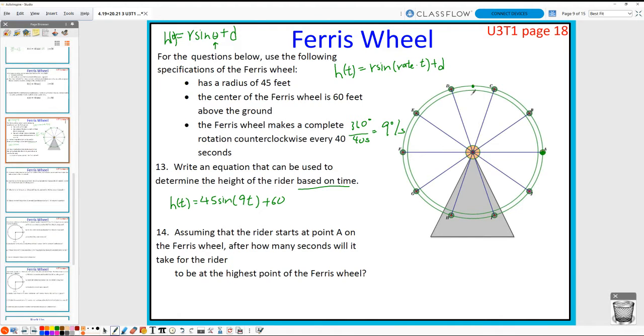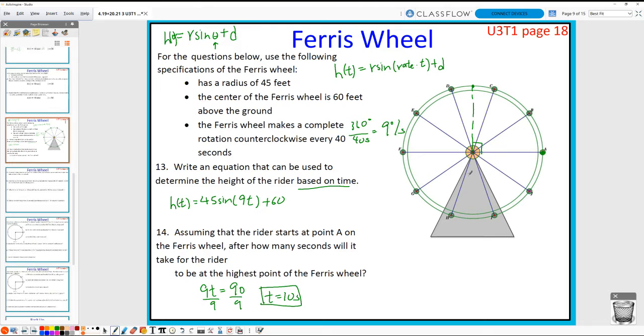Here's a couple ways to think about it. One, the highest point is, of course, 90 degrees from my original starting point, so that means 9t. How long does it take for me to travel 90 degrees? If I divide both sides by 9, t is equal to 10 seconds. So that's one way to think about it.